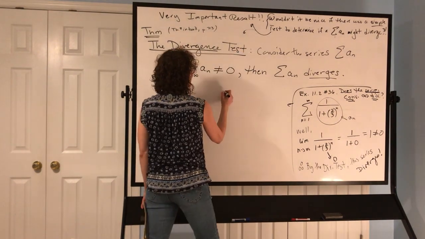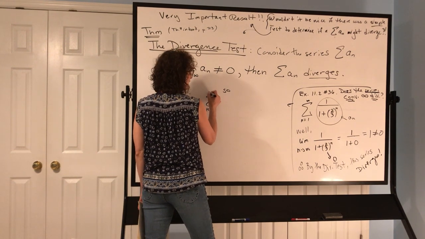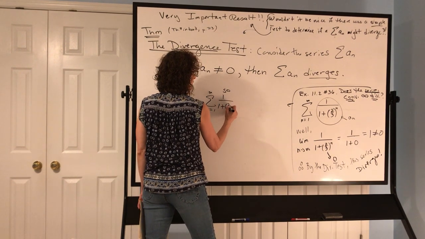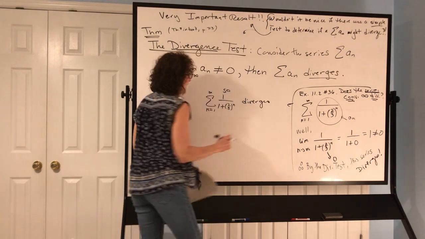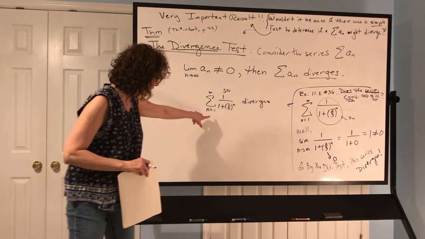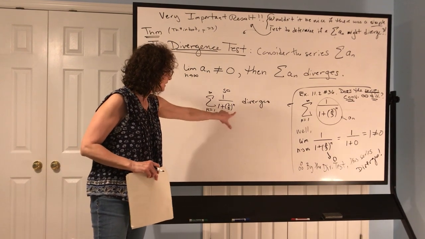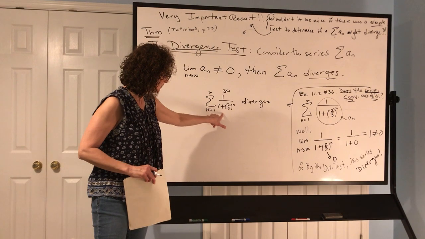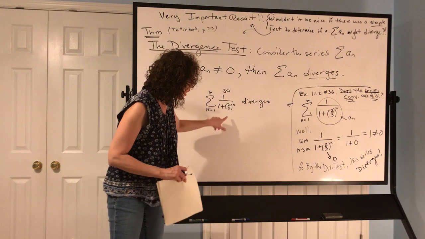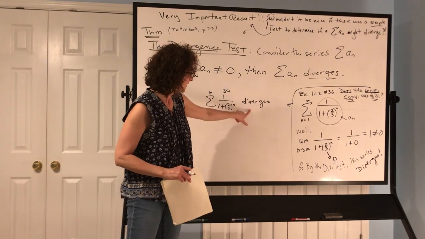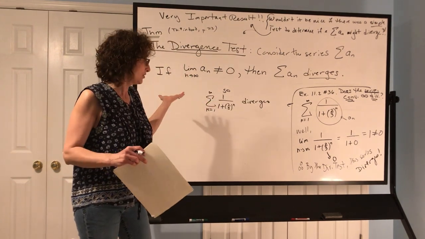Let's recap. The sum from n equals 1 to infinity of 1 over 1 plus (2/3)^n diverges. If I start adding these numbers up, 1 over 1 plus 2/3, plus 1 over 1 plus (2/3) squared, plus 1 over 1 plus (2/3) cubed, that is not going to converge to something finite. This diverges by the divergence test. This is a pretty powerful test. That's it, you're done.